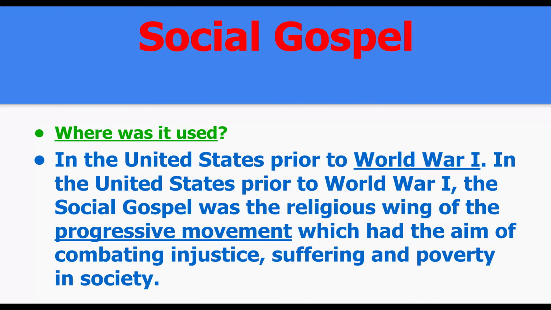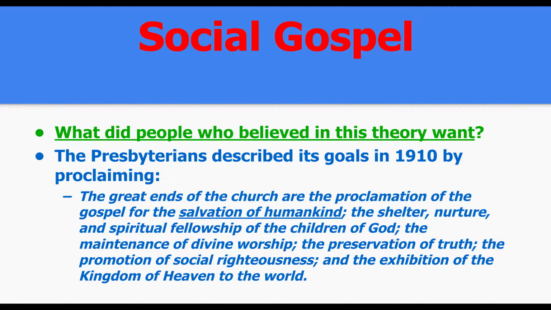And so what did they believe? Like, what did they want as their end goal? And so the Presbyterians described its goals in 1910 by proclaiming the great ends of the church, so the goal, are the proclamation of the gospel for the salvation of humankind. So they wanted to save humanity.